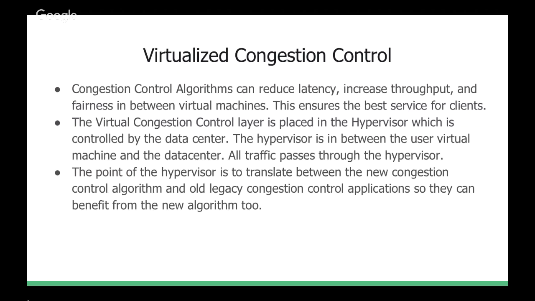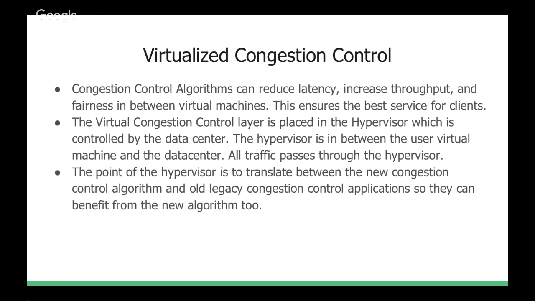Usually, traffic goes from various virtual machines to the data center. The authors have created a software that is controlled by the data center called the hypervisor. The hypervisor is placed on the network in between the data center and the virtual machines. All traffic will pass through the hypervisor, and within the hypervisor is the virtual congestion control layer. This is where the congestion control algorithm goes.